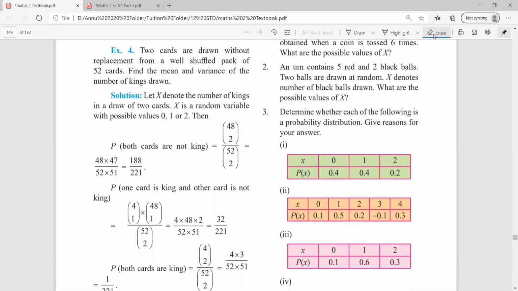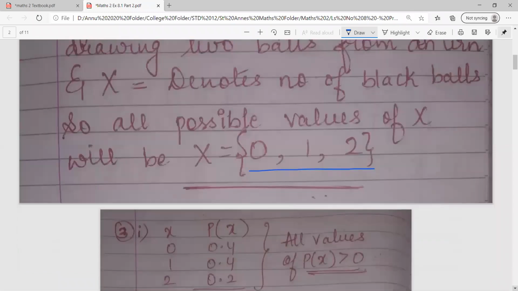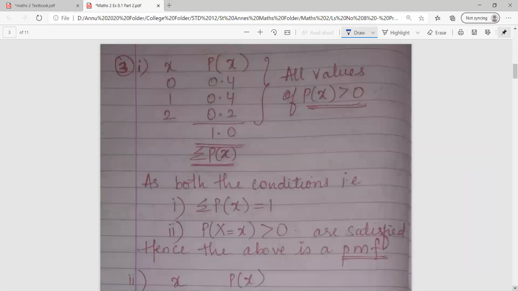At the same time, you can also let me know what about the individual values? Are they greater than 0? Yes, they are. So both the conditions are satisfied, class. So can I say the above function is a probability distribution or a PMF? So as you can see over here, I've done the same thing. I've added P of x ka total, which I'm getting 1.